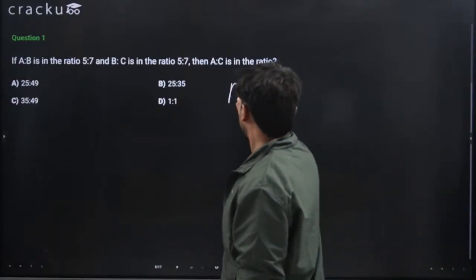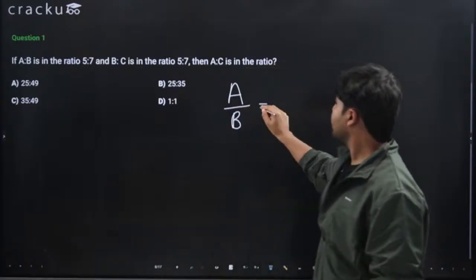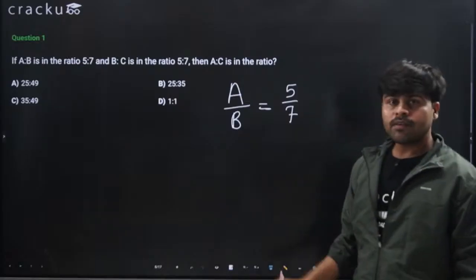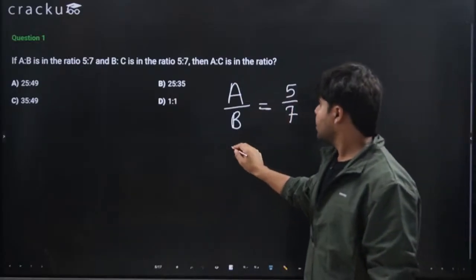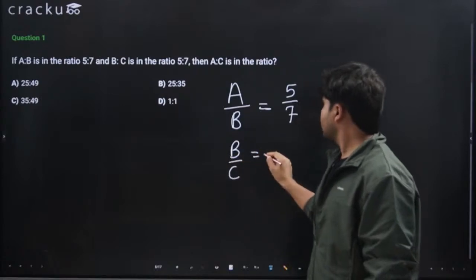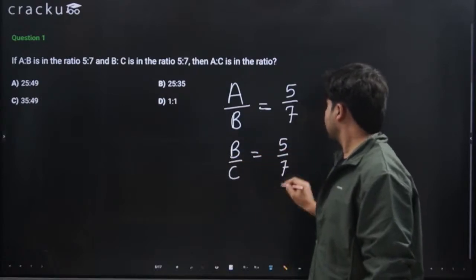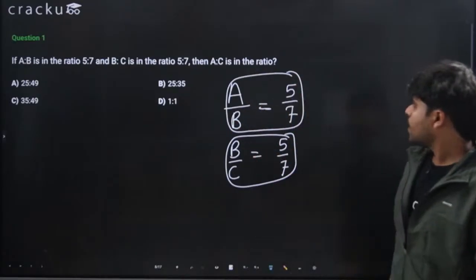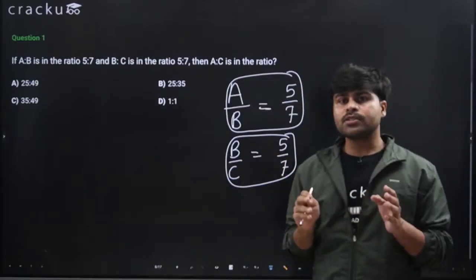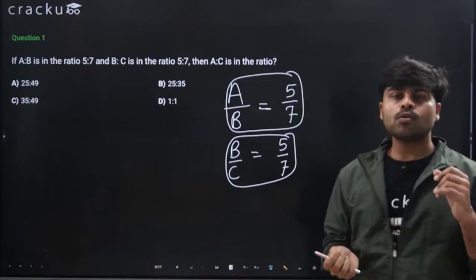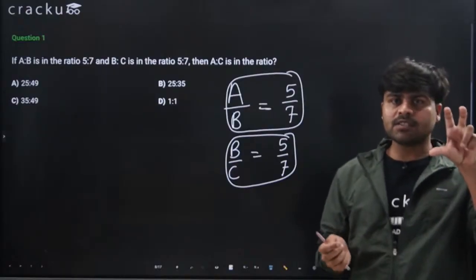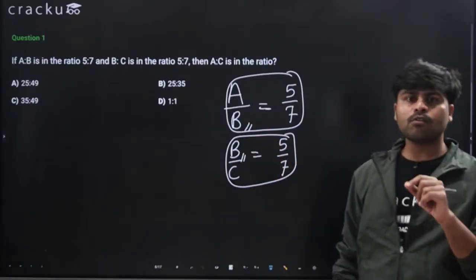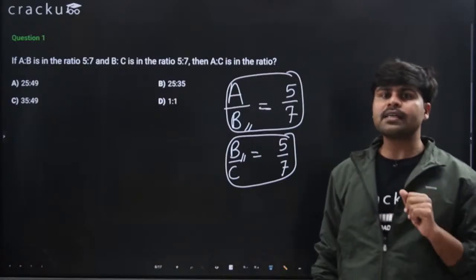So again, we are given that A ratio B, which is A upon B, is equal to 5 upon 7. Then we are given that B upon C, the ratio of B upon C, is also equal to 5 upon 7. So this is the first thing and this is the second thing that we are given. Now we know that multiplying by a constant doesn't make a difference, right? So we try to make the value of B, which is common in both of them, the same. B is here as well as here. So we will try to make the value of B the same in both the ratios. And how exactly are we going to do that?